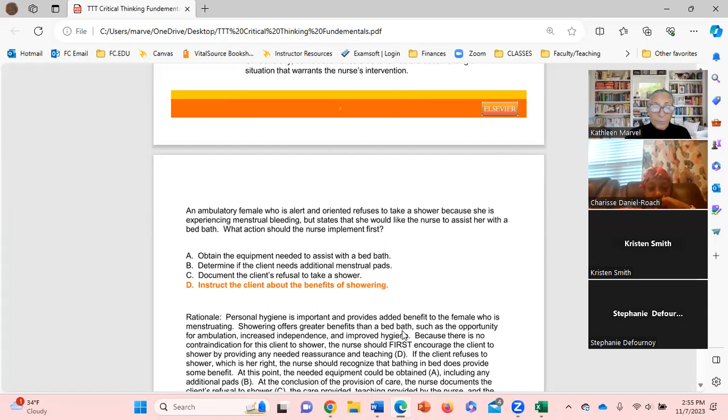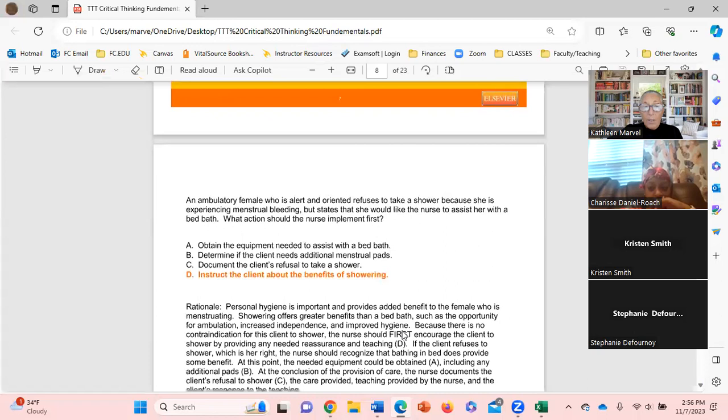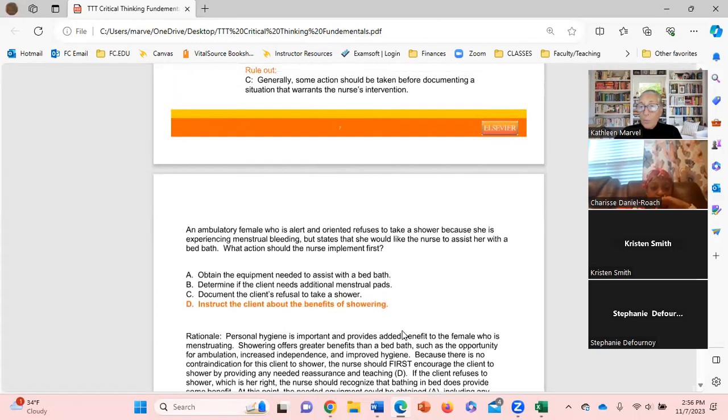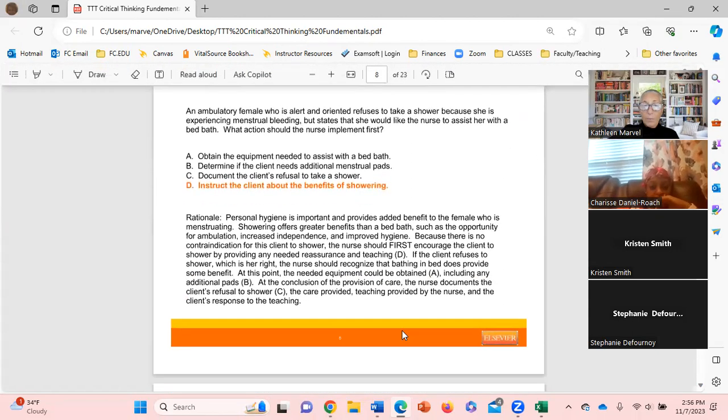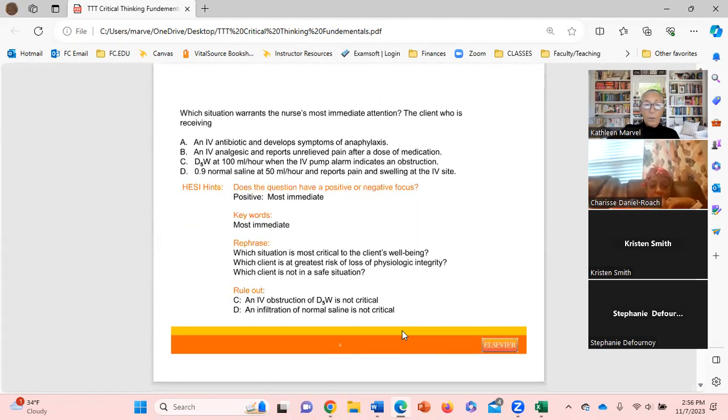Are we going to come across a question that has a negative? Because I'm not really understanding the positive negative part of it. Okay. Well, the correct answer to this is instruct the client about the benefits because she's able to do it. Oh, that's what I said. All right, let's go find a negative question.